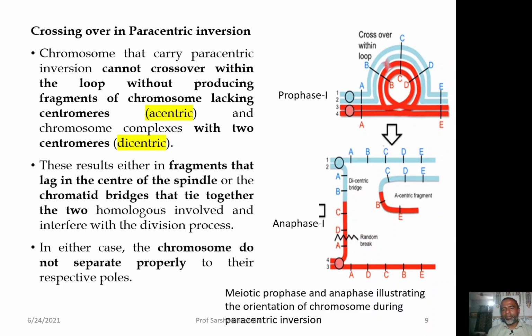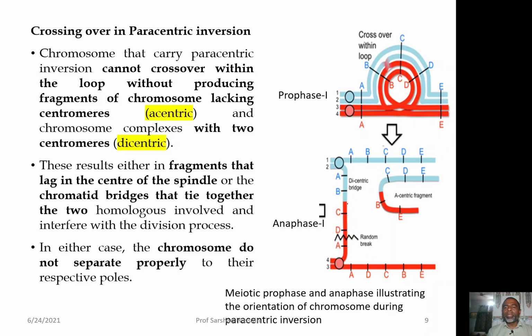Say for example, if this part goes to this side after the break, you will have a chromosome with only a single gene, and here again this part will not have the E gene, which means it will be deficient in one of the genes, and the other part may also have the inverted portion.